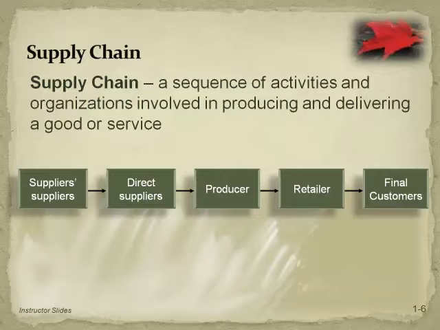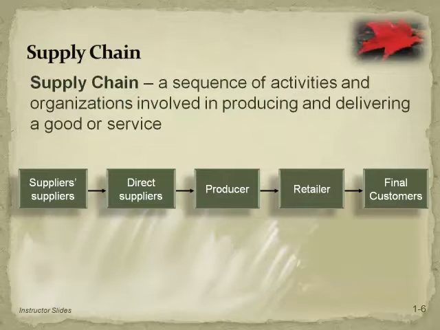So the final customer is the most important part of the supply chain. If we didn't have a customer that is interested in buying our product or service, then we certainly don't need a supply chain. Now, I made one little edit to this slide that may be different from what you see in your textbook. In the block just to the left of final customers, I've changed the title from distributor to retailer. The reason why I did that is because most students are more familiar with a retail supply chain than they would be otherwise.